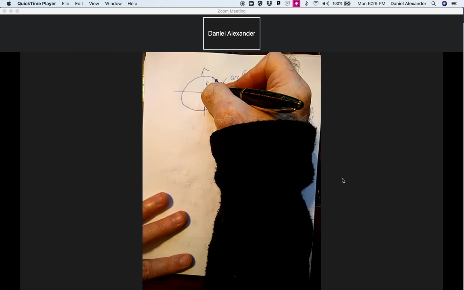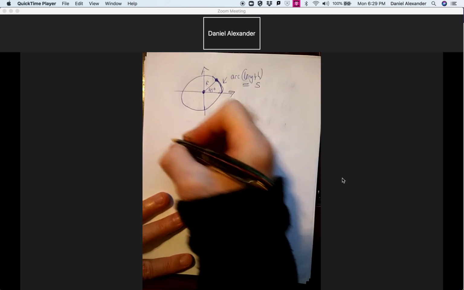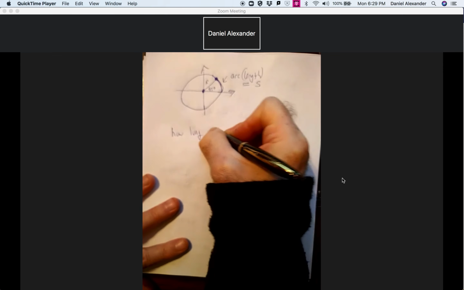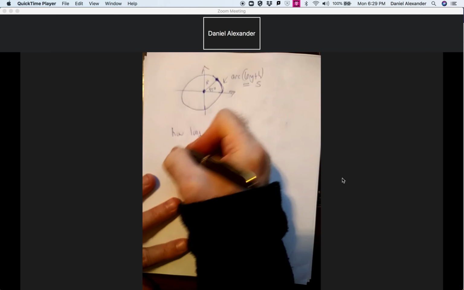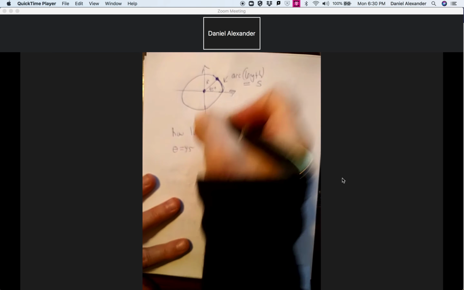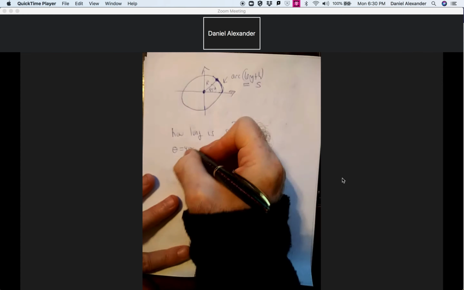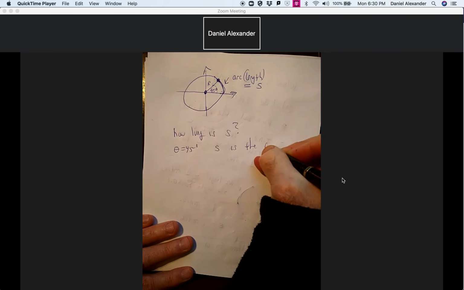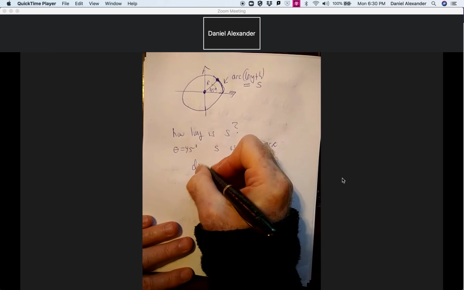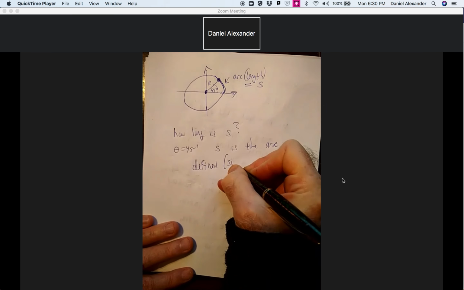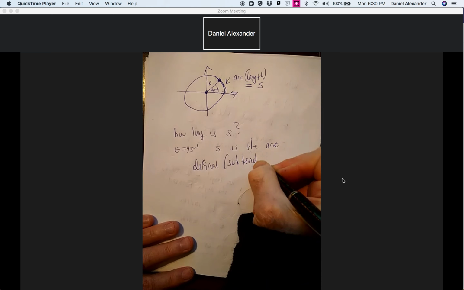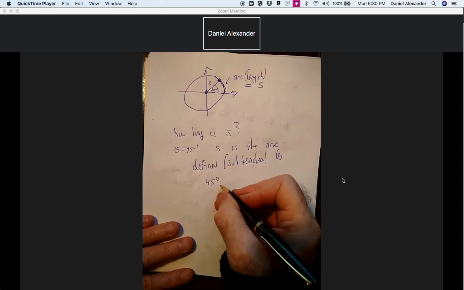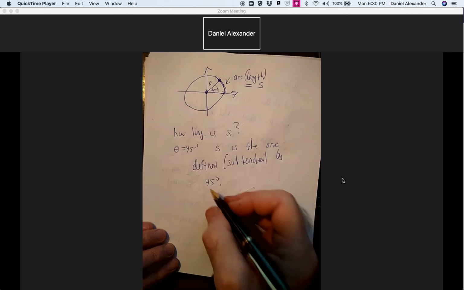Now, if this were 45 degrees, I'm going to say, how long is S? Let my angle be 45 degrees. So we're going in this direction, and I'm looking at S as the arc defined, I use the word subtended, by 45 degrees. So that's going to be key.